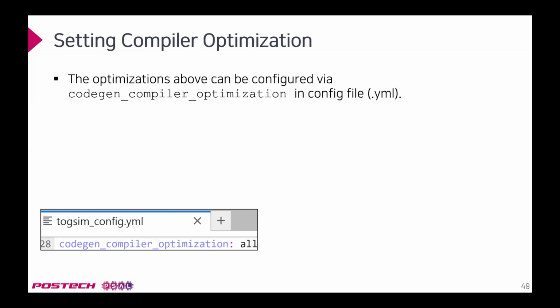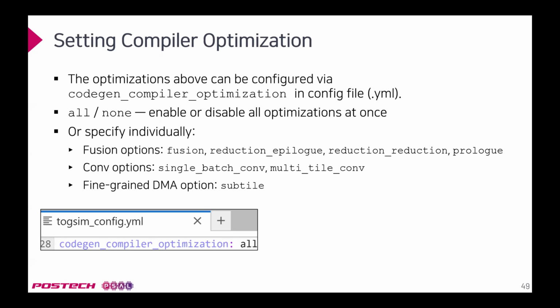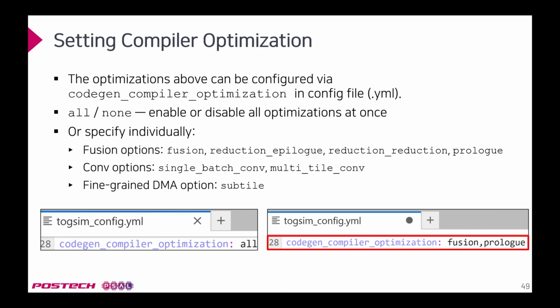Compiler optimizations are controlled via the CodeGen compiler optimization field in the configuration file. The default is all, which enables all optimizations. You can disable everything with none. Or alternatively, you can specify individual optimizations such as fusion, convolution, and fine-grained DMA. You can also selectively enable specific optimizations by listing them as a comma-separated string like this example.